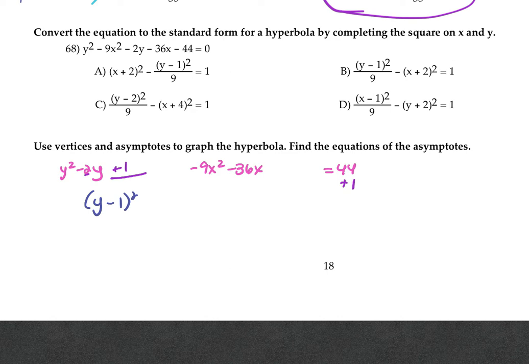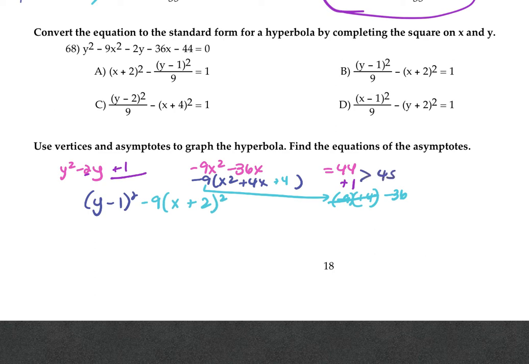For the x, we have to take out the negative 9, so I'd get x squared plus 4x. Then you get the 4 divided by 2, that's 2 squared, it's 4, so we're adding a 4 in here. And normally we'd add the 4 here, but we have to multiply by that negative 9 first, which means we're actually going to be subtracting 36. And then this is negative 9, square root the x squared, square root the 4, take the sign from the middle, put it in the parentheses and square it. And then this is 45 minus 36, which is 9.